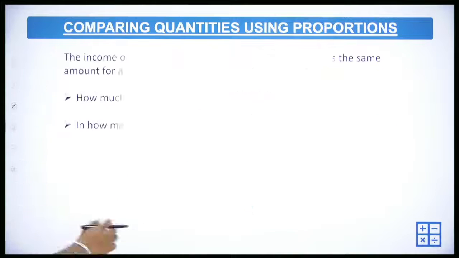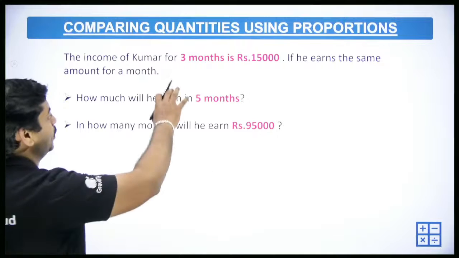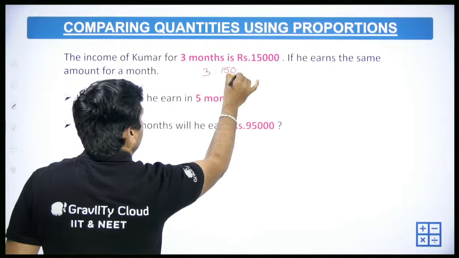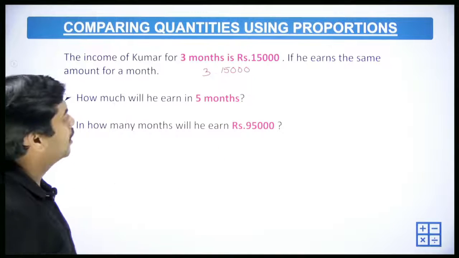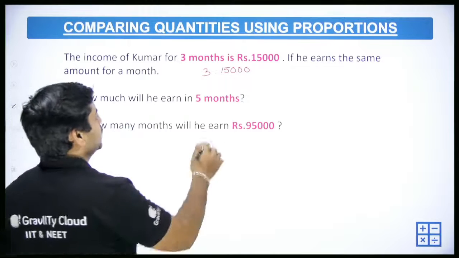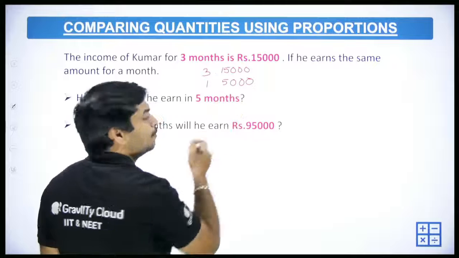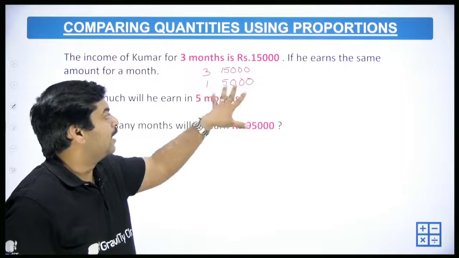We also discussed one more question. The income of Kumar for 3 months is 15,000. So let us say 3 months is to 15,000. What is the income? That means 3 is to 15,000, or 3 1s are 3, 3 5s are 15, so 1 is to 5,000. Both are the same. They are in proportion. 3 is to 15,000 or 1 is to 5,000, both are the same.